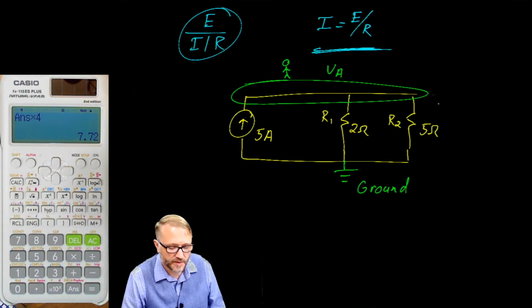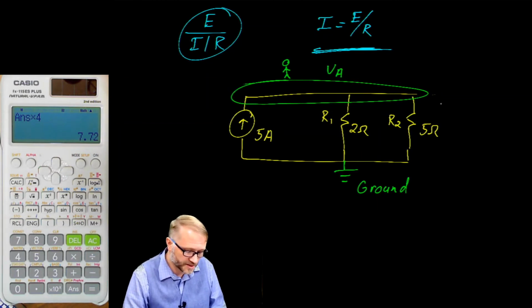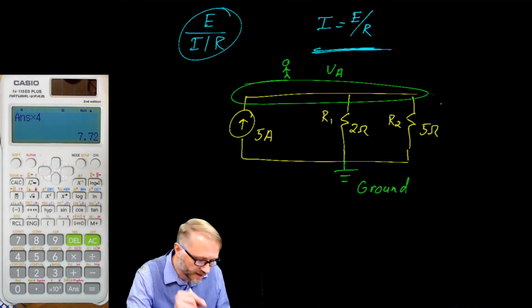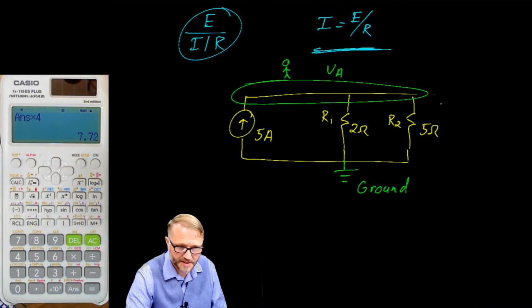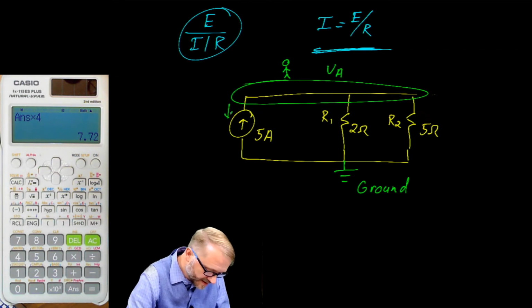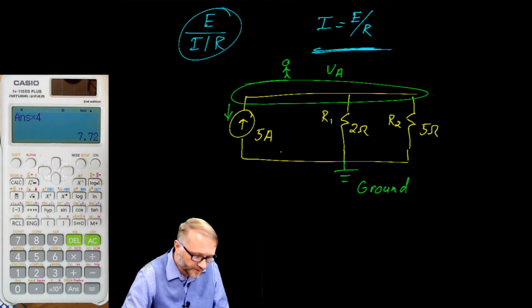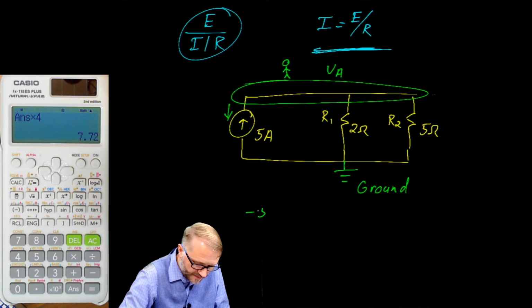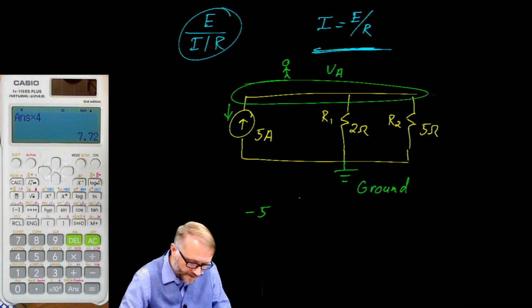This is similar to our previous example where we always went in a clockwise loop. This time we're always going to assume that the current is leaving the node. That'll make sense why in a moment. So if this current is leaving, we would record this as negative 5 amps. So that takes care of this leg here.